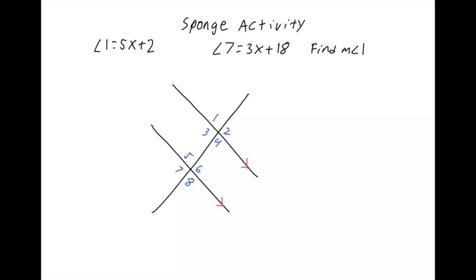All right, so sponge activity for today. I give you this very nice picture with two lines that are marked parallel, and a transversal running down through them. I tell you that angle 1, right here, is 5x plus 2, and angle 7, right here, is 3x plus 18. And I want you to find the measure of angle 1. So use what you were just taught about parallel lines and what you know about solving equations, put those together, and find the measure of angle 1.